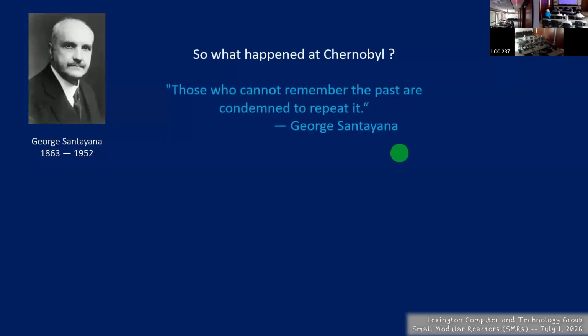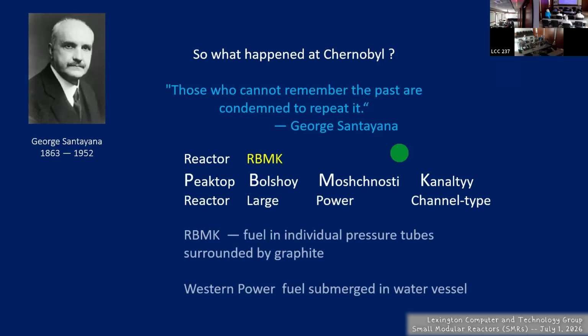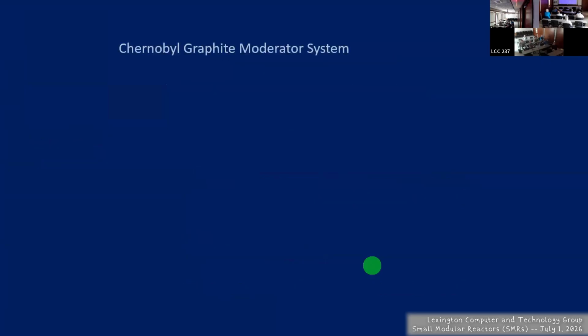So what happened at Chernobyl? Well, George Santayana said, those who cannot remember the past are condemned to repeat it. That's why we want to go through this as we talk about SMRs. What they had in Russia was the RBMK, which is, here the Russian word is reactor large power channel type. RBMK had fuel in pressure tubes surrounded by the moderator, graphite. Western power, we use mostly water vessels. We don't use graphite very often. So here's the Chernobyl graphite moderator system.